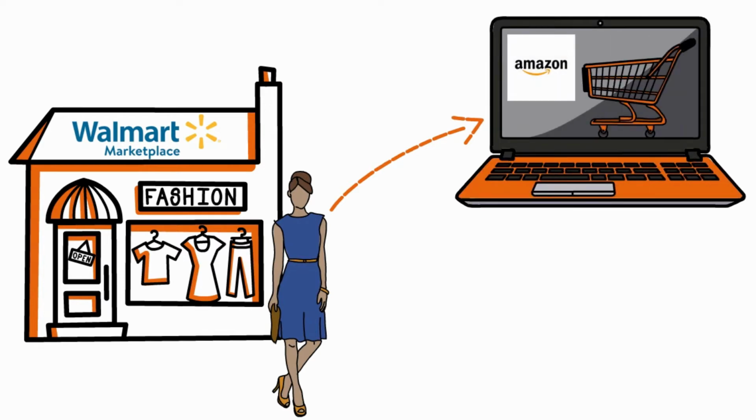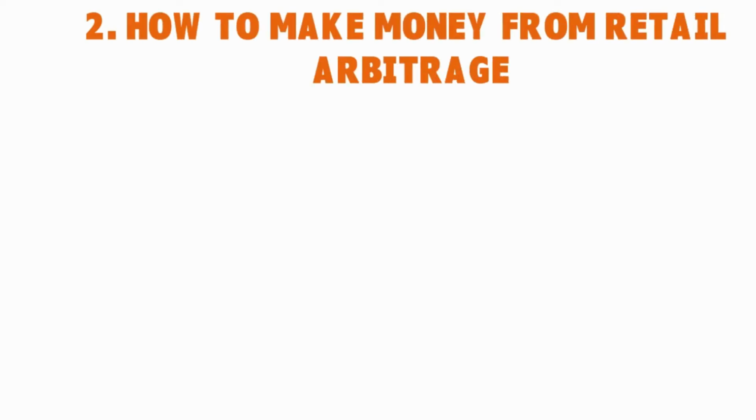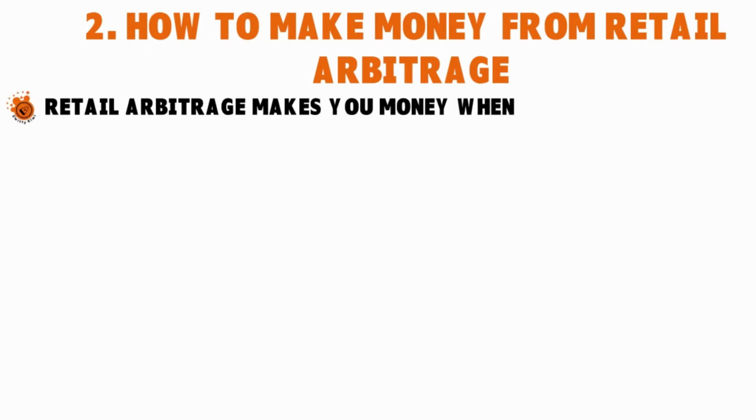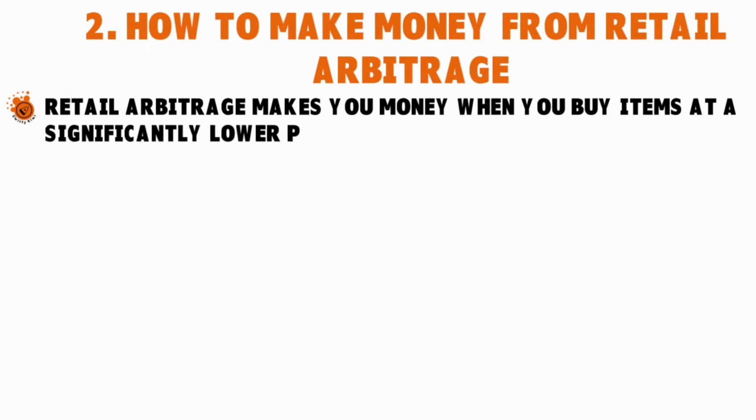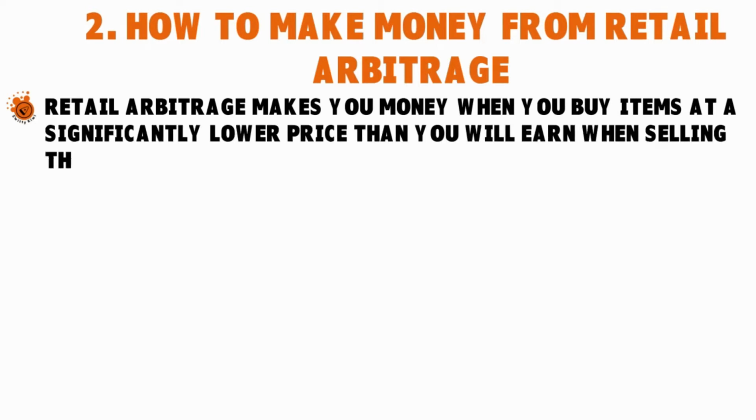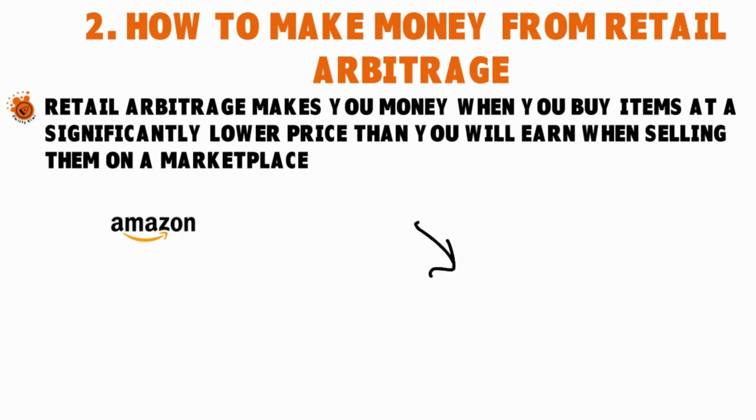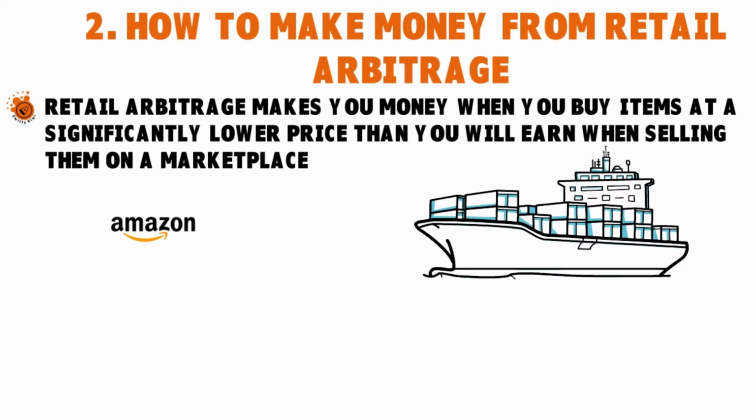Now, number 2, how do you make money from retail arbitrage? Retail arbitrage earns you a lot of ka-ching when you buy items, as I said earlier, at a significantly lower price than you will earn when selling them on the marketplace. It is very important that you get them at a significantly lower price, because Amazon takes a cut. Remember that the product has to be shipped also, so you have to think about shipping costs plus Amazon's own commission.